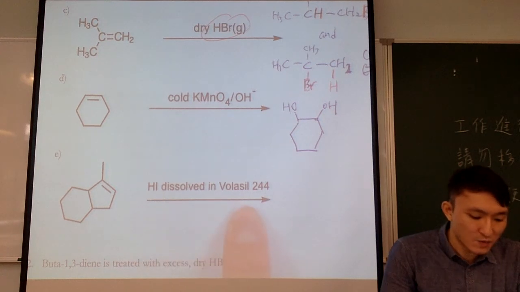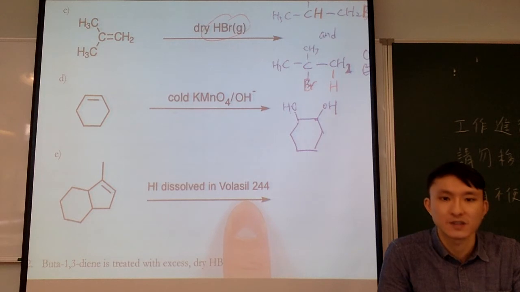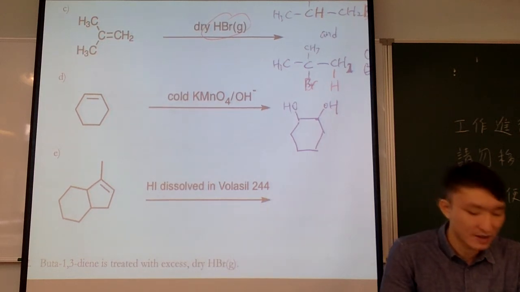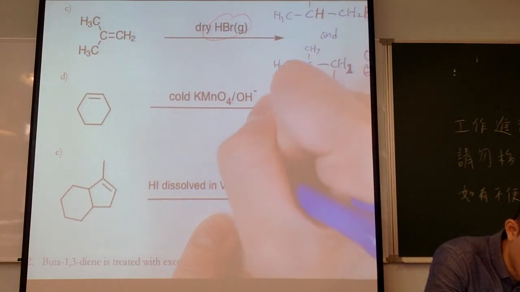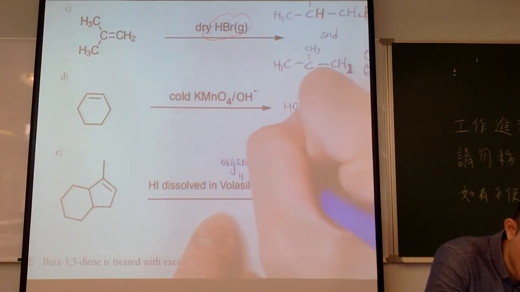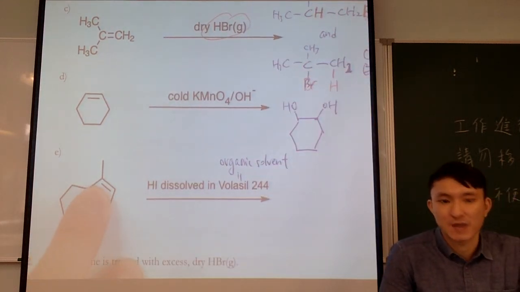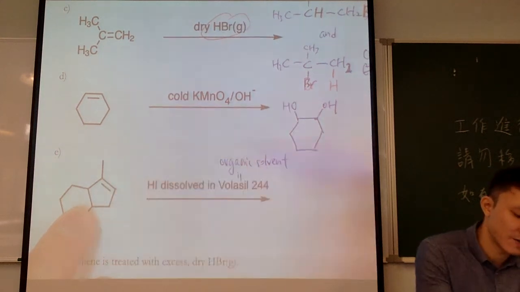And this one, HI dissolved in CCl4. Now, CCl4 is a very common organic solvent. You need to know this because in DSE it was asked before. Okay, you need to know this one is an organic solvent. Now here the decision would be whether the iodine should be attached to here or here.